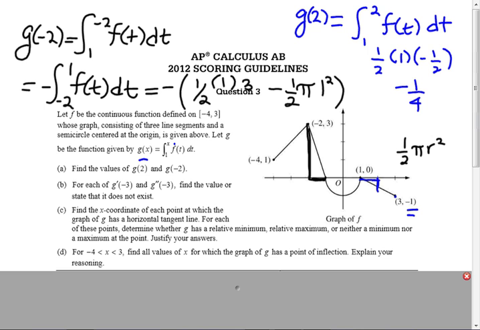Because delta x is positive. If delta x goes this way, it's negative. Direction matters. Yeah, there'll probably be some distance displacement too.